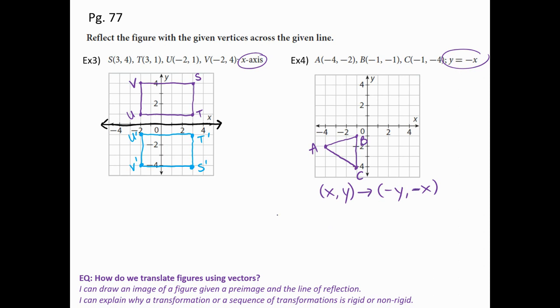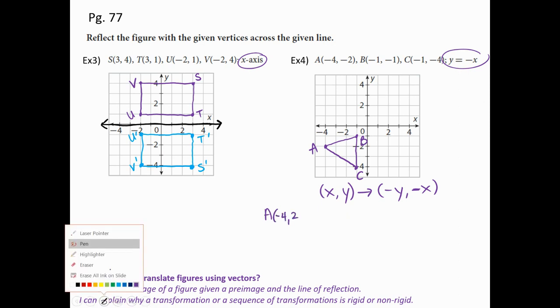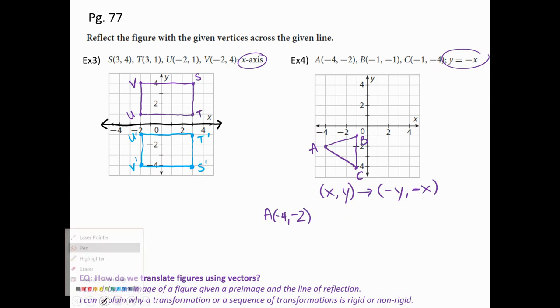So I'm going to do this one ordered pair at a time. I'm going to start with A. A was at negative 2, excuse me, negative 4, negative 2. And even though I wrote that in purple, I'm going to rewrite this in black because I want us to know that that's separate from our work. So that was, sorry, one more time. That was (x, y) becomes (negative y, negative x). So that's the rule we're following. And here we go. So I'm starting with A.